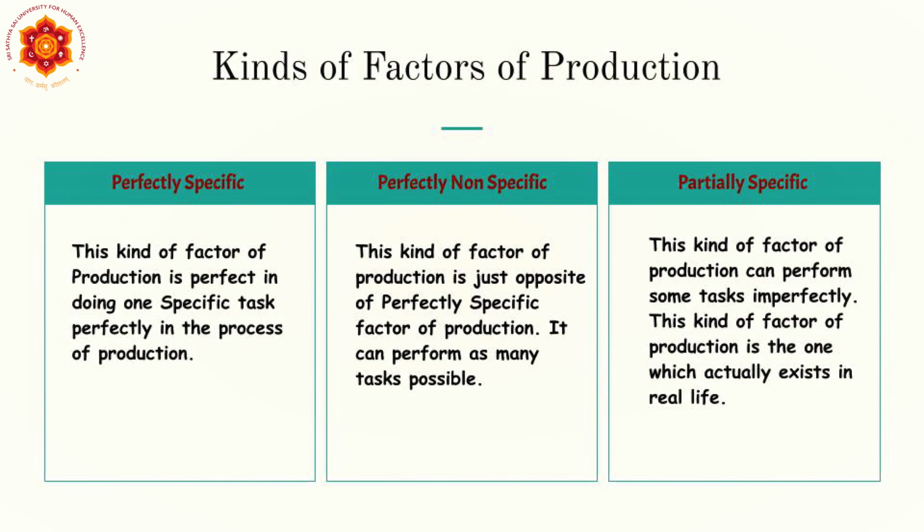Perfectly non-specific factor. A perfectly non-specific factor is just the opposite of a perfectly specific factor. In this, the factor of production does many tasks at a time. Partially specific factor. This kind of factor of production can perform some tasks, unlike perfectly specific and non-specific factors of production. This factor of production is a real-life one. In this, a laborer from a brick factory can not only perform just one job but also can perform many jobs imperfectly. The more the specificity of the factor, the more will be the rent.